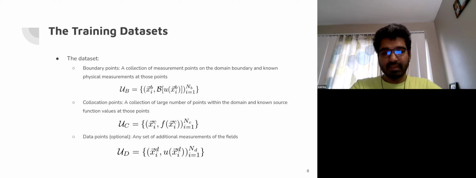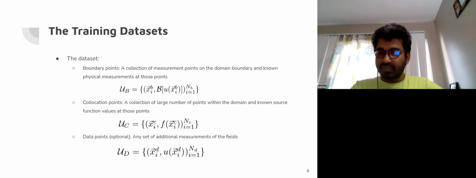So the first data set UB represents a sample of points, a total of NB points, where we know what the field looks like at initial time slice t equals 0 or the domain boundary of the space domain. And the second set of points is called collocation points.